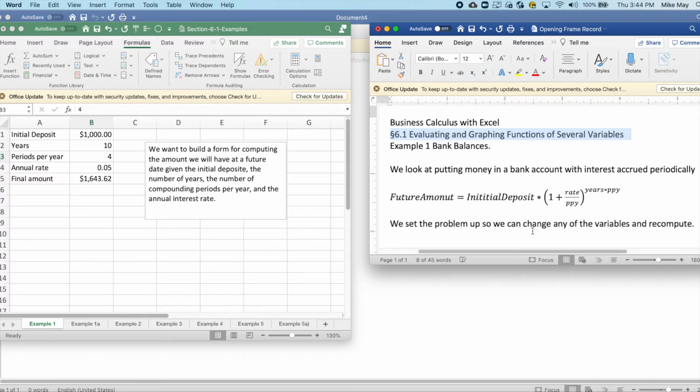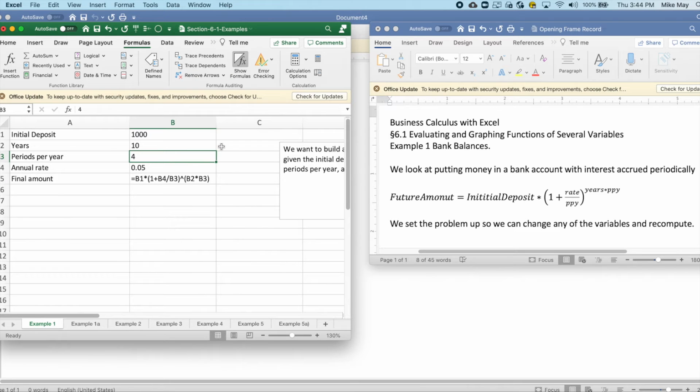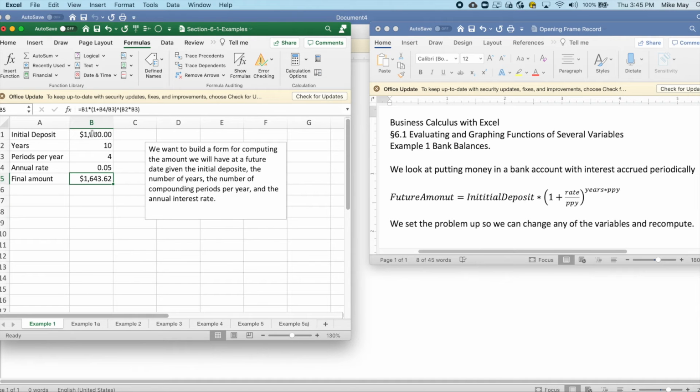We set up the problem so we can change variables and recompute easily. So for the initial problem, I'm going to have the initial deposit, the years, the periods per year, and the annual rate. If I look at my show formulas, I'm then going to say the final amount is the initial amount times the growth factor in a period times the number of periods. This is set up so that I can start with $1,000, 10 years, 4 periods a year at a 5% rate and get the amount.